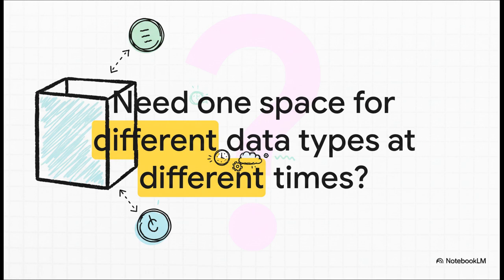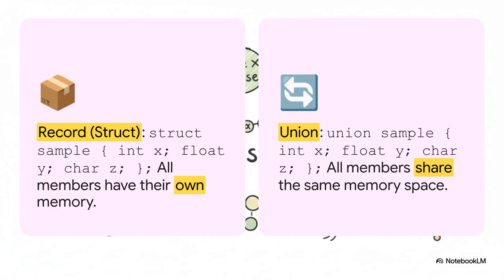Maybe today it holds a number, but tomorrow it's going to hold a character. You don't want to waste a bunch of memory allocating space for everything at once. And this slide illustrates the difference perfectly. The struct on the left, that's our lunchbox. It carves out separate, dedicated memory space for an integer, a float, and a character. All 3 of them can exist in there at the same time, no problem.